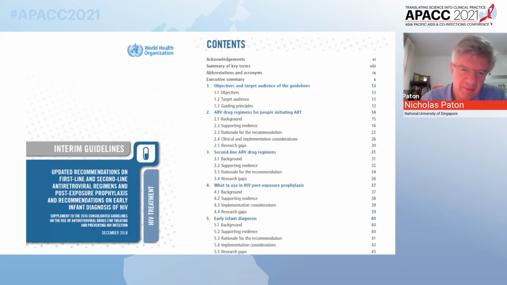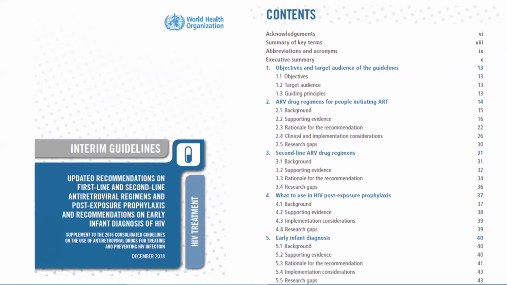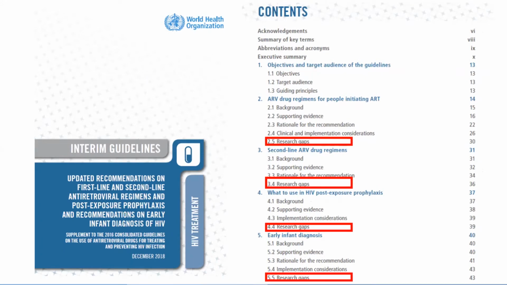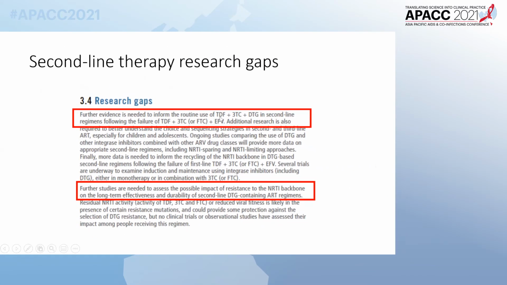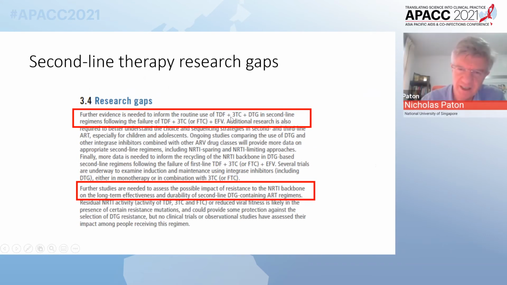So here is the last main WHO guidelines in December 2018. And you can see after each chapter of recommendations, there's a chapter or a subsection on research gaps. And so these can be very good sources of ideas for doing clinical trials. And just to look at the second-line research gaps here, you can see they're recommending that we need further evidence to inform the use of tenofovir, 3TC, dolutegravir in second line after people fail on a dolutegravir-based regimen.